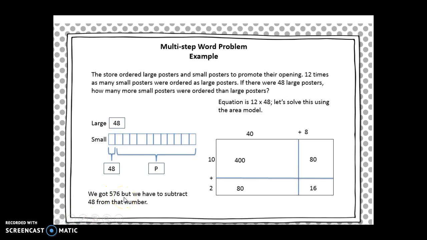576. But in order to find out how many more small posters there are, we have to subtract 48 from 576. It's a multi-step problem. That means it's going to take us more than 2 steps to get to our answer. Pause the video as you subtract 576 and take away 48. When we subtract that, we get 528 more posters. So there were 528 more small posters ordered than large posters.